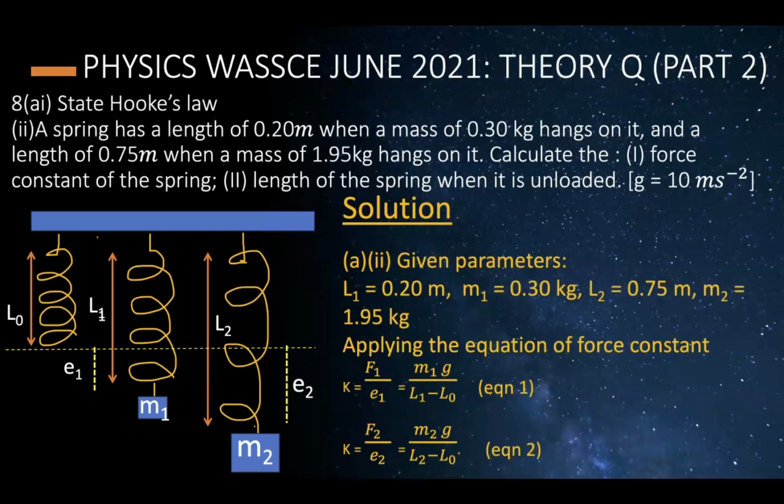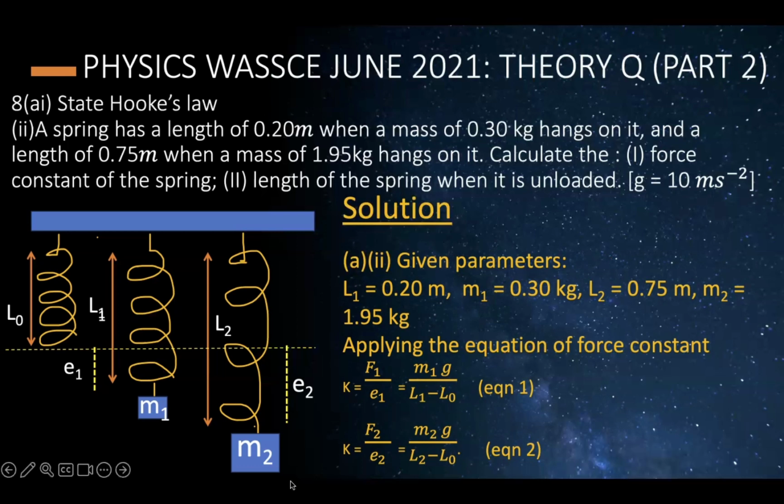So here is how you should set up this equation. You have your first setup. Let that be your F1. When you multiply the mass by your acceleration due to gravity, which is given to you to be 10 meters per second squared, that will give you F1.